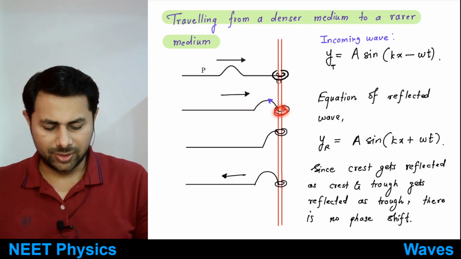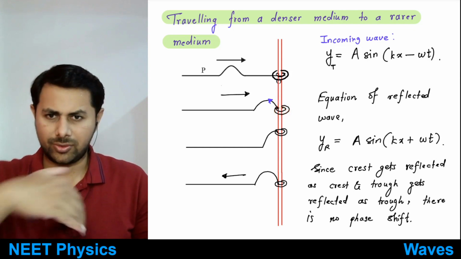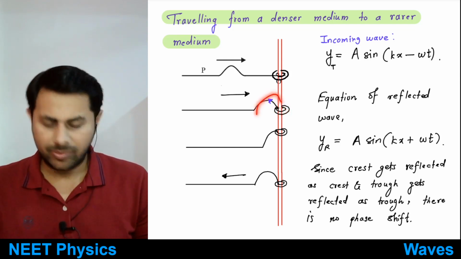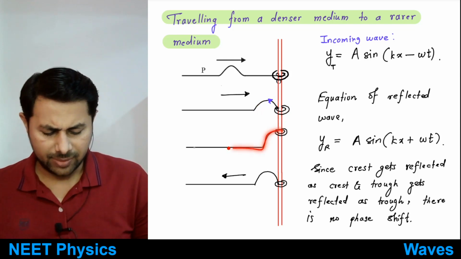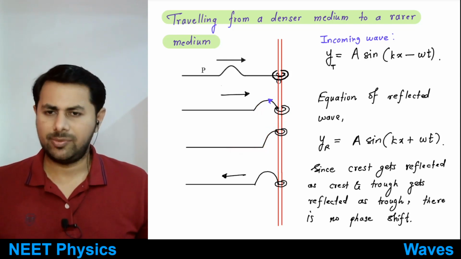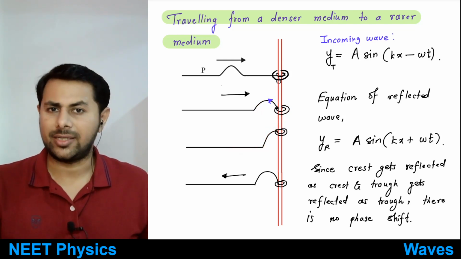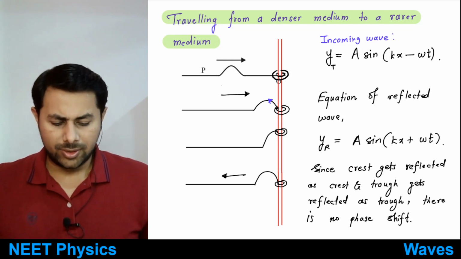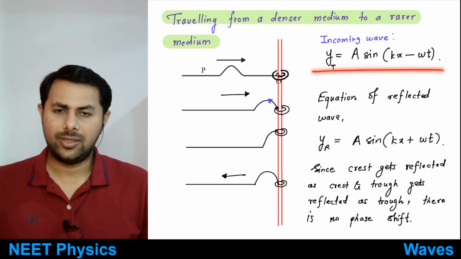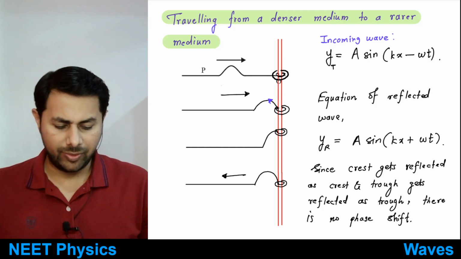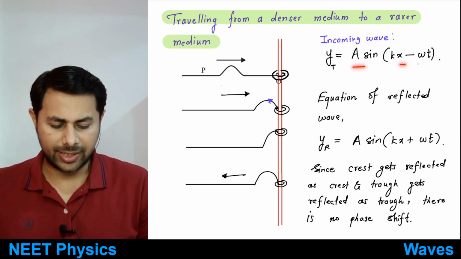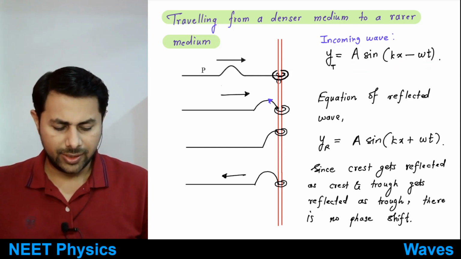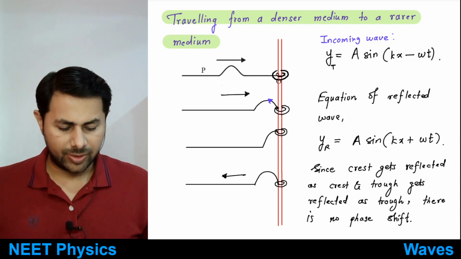Since the hoop is lifted up, a crest is formed there, and the crest is reflected back as a crest. Similarly, a trough will get reflected back as a trough. Suppose this is the equation of an incoming wave, y(t) = a sin(kx - ωt). Then what would be the equation of the reflected wave?